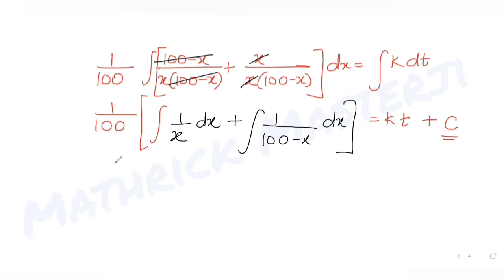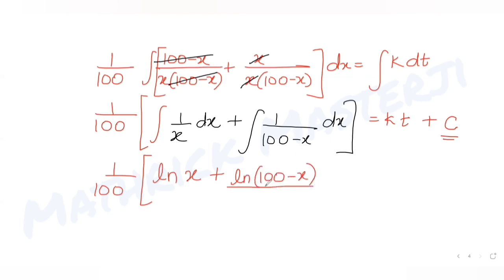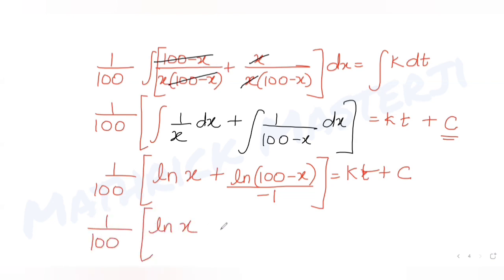Let's also integrate the left hand side. So 1 over 100. This gives you integral of 1 over x, which is log of x. And if I see integral of 1 over 100 minus x, which is log of 100 minus x, dividing by the coefficient of x, that is minus 1. So you get 1 over 100 log of x minus log of 100 minus x is equal to k into t plus c.